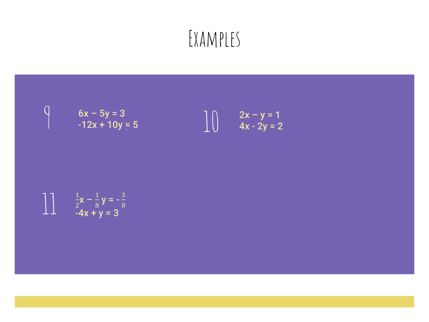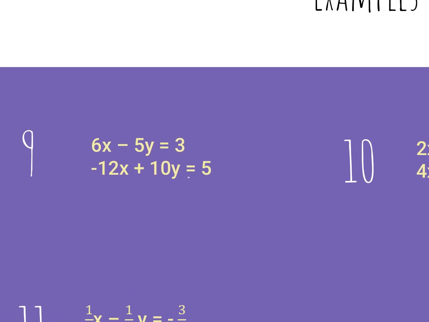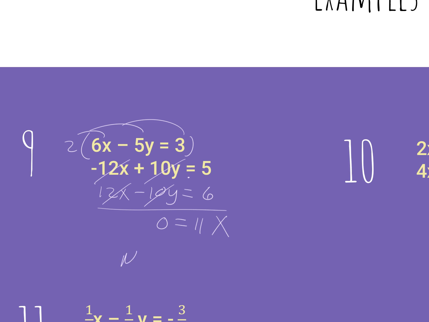So again, same exact thing as before. Let's try to eliminate one of our variables. If I try to eliminate x in this case, you can distribute 2 to everything to get the same opposite coefficients. So you get 12x minus 10y equals 6. And then negative 12x plus 12x goes away. And then everything goes away, actually. So we end up with 0 equals 5 plus 6 is 11. This is also not a true statement, so this is a no solution.